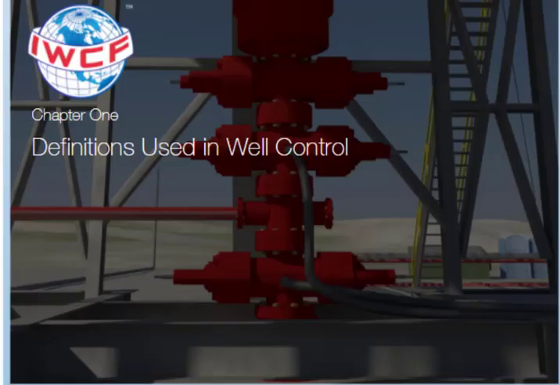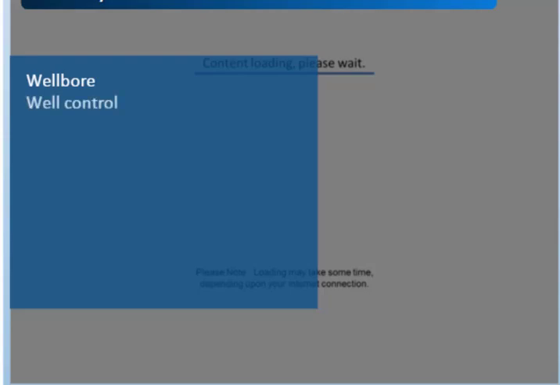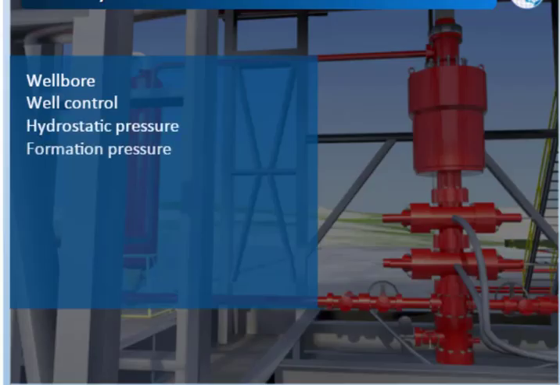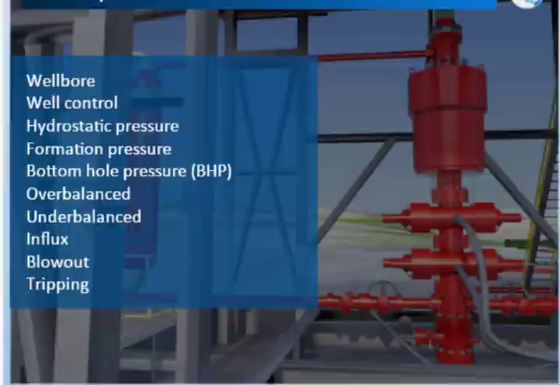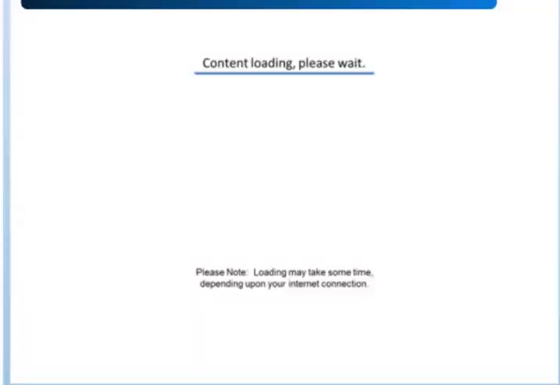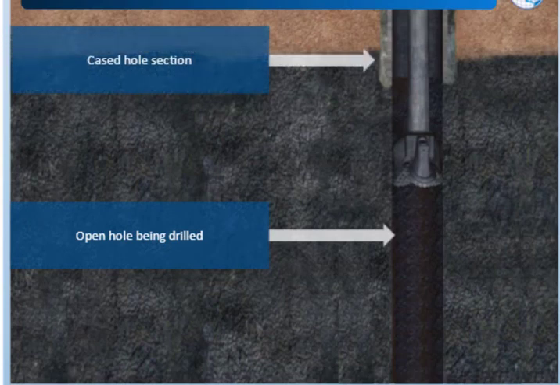Chapter 1. Definitions used in well control. When discussing well control, there is a whole glossary of terms used in the oil and gas industry that you may not be familiar with. Let's start by defining some of these terms. The wellbore is the actual hole that has been drilled. This includes the open hole being drilled and the cased hole section above it.